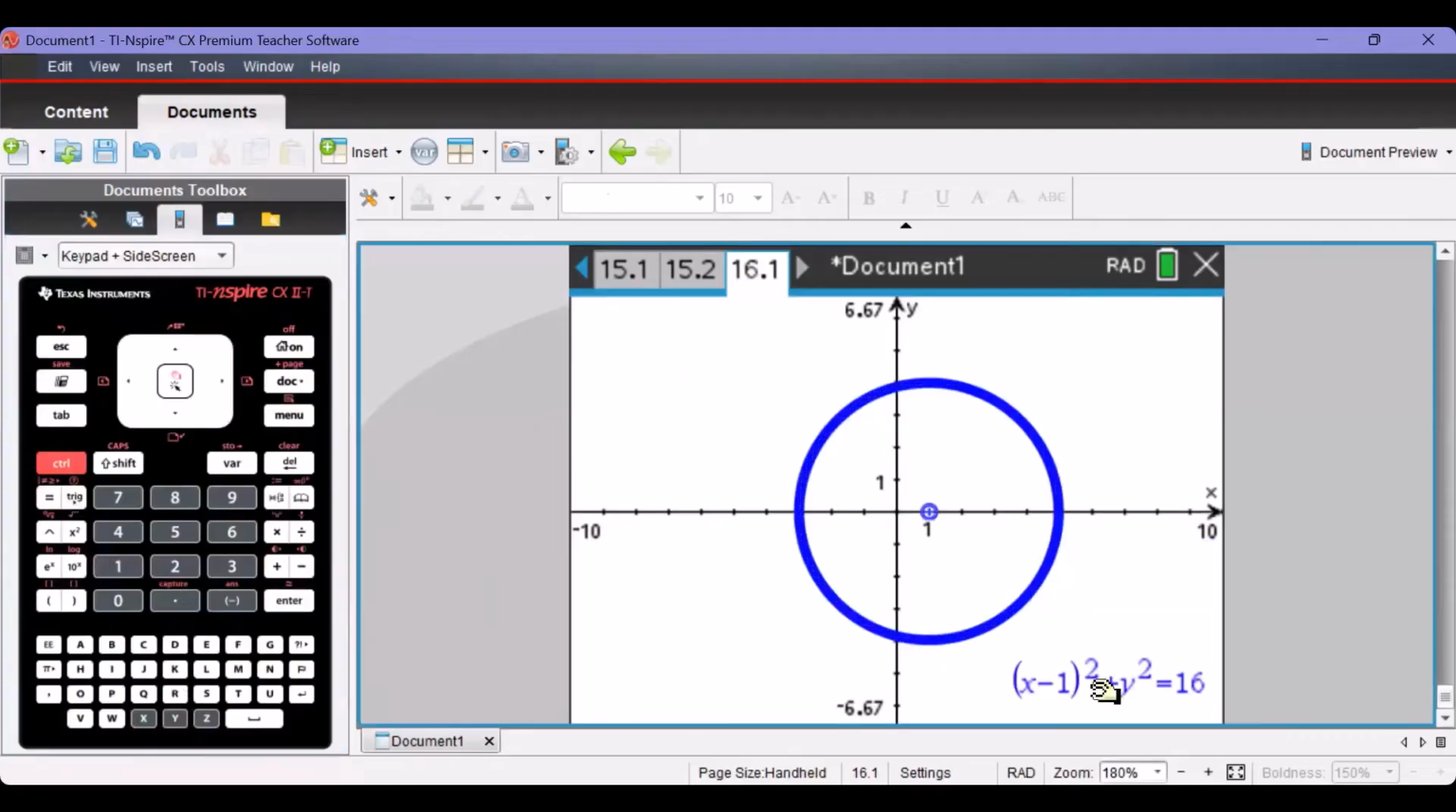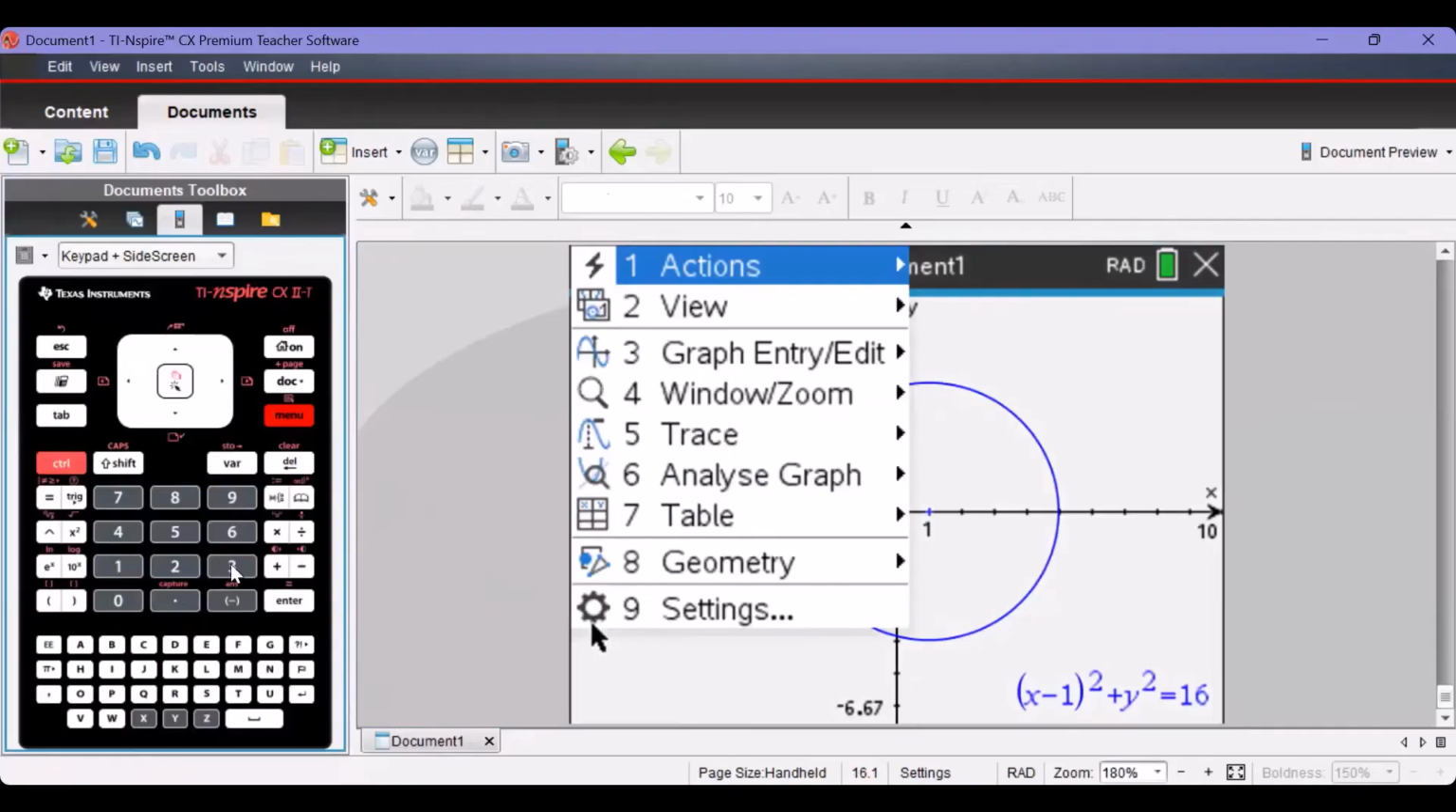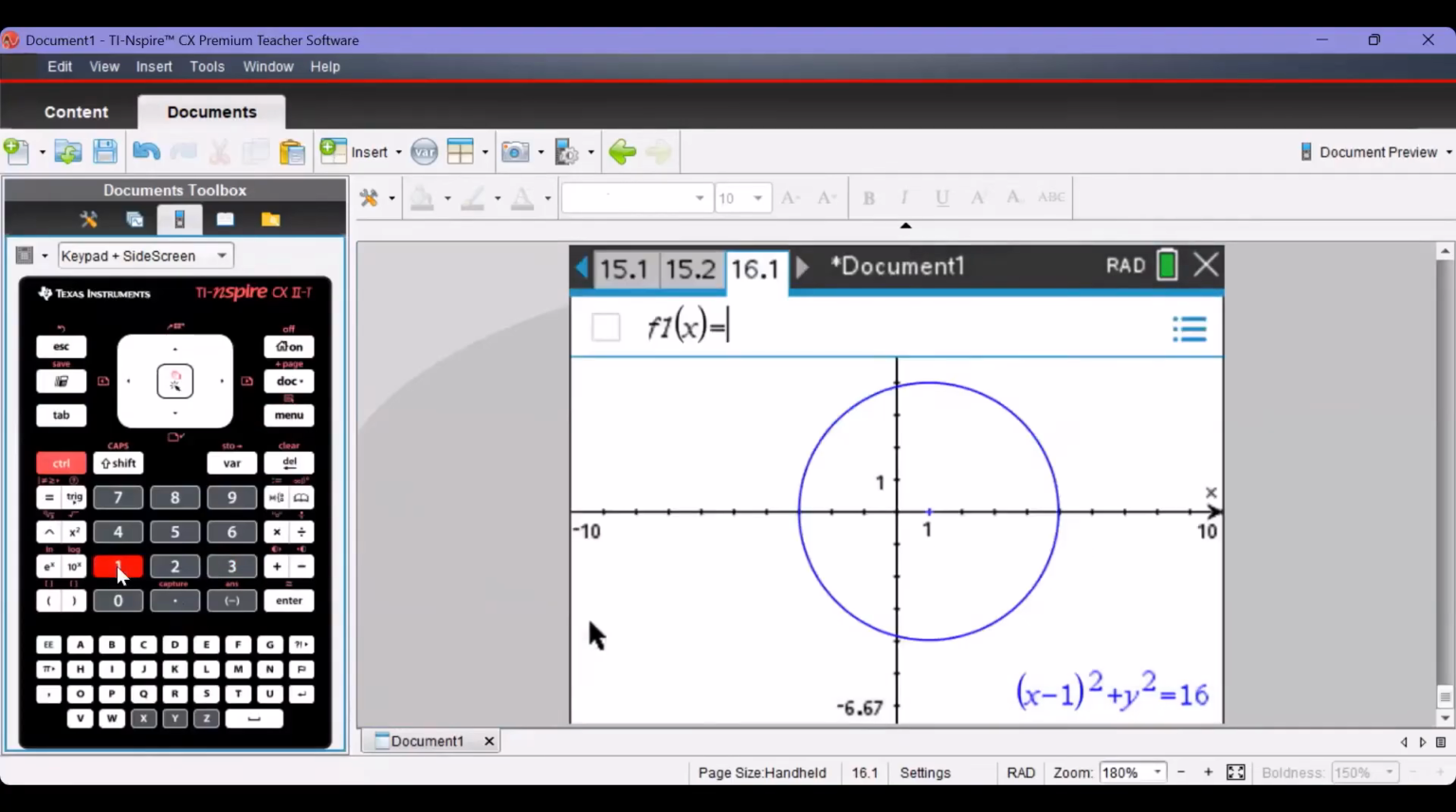And our second Cartesian equation, we need to be in function graphing mode this time. So we'll press menu, 3 for graph entry edit, 1 for function. And we'll type in the square root of 3 multiplied by x minus 1, and then control equals with the given symbol, given x is greater than 0, press enter.